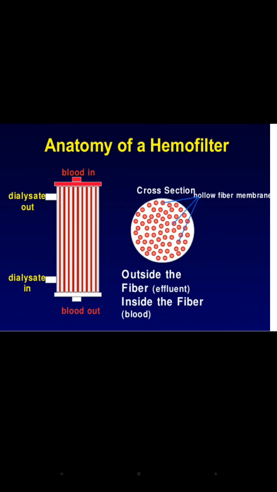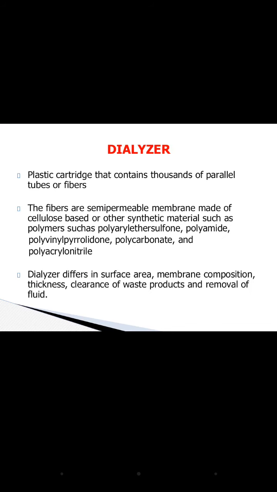Now this dialyser is made up of cellulose, right? And it is in the form of fibers. So there are various fibers, and these are made up of cellulose, and these are very thin, and they act as a semi permeable membrane, and therefore lead to the filtration of the waste products. Then the dialyser is a plastic cartridge. It contains thousands of fibers. These fibers are semi permeable membrane.